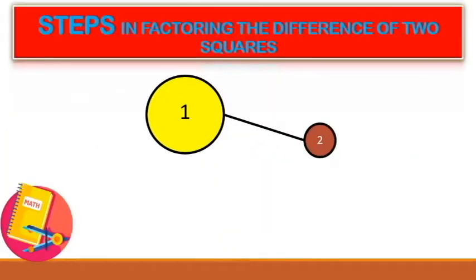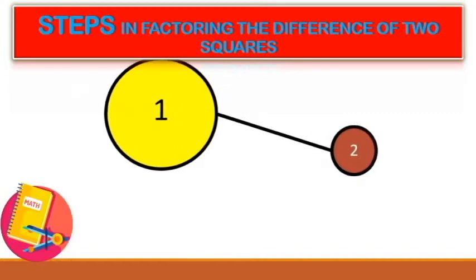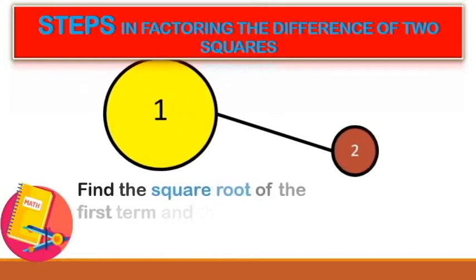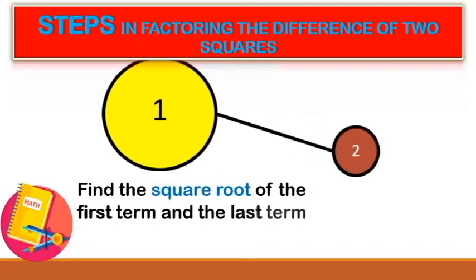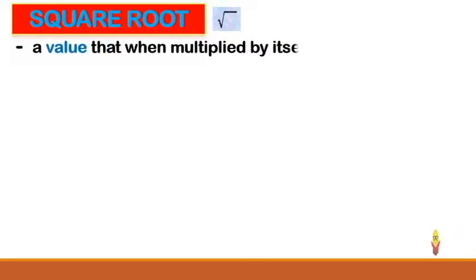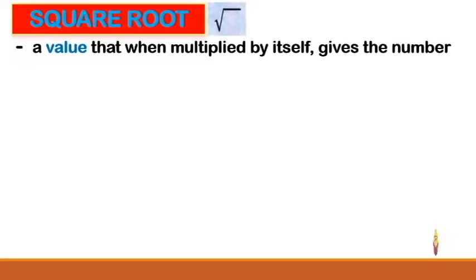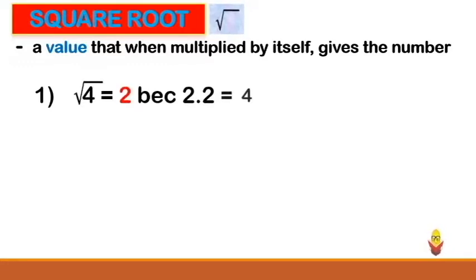How do we factor the difference of these squares? Step number 1, we're going to find the square root of the first term and the last term. So, what is the square root of a number? Square root is a value that when multiplied by itself gives the number. Say for example, we're getting the square root of 4. The answer is 2 because 2 times 2 is equal to 4.